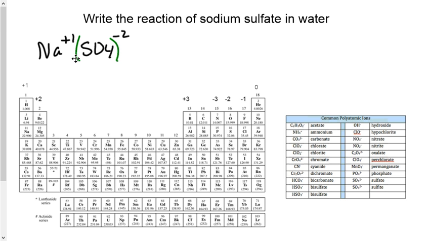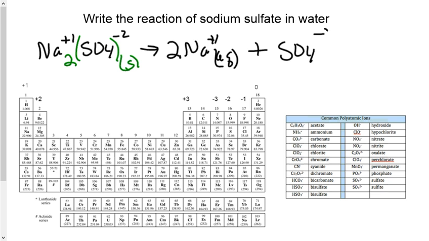We will cross this down here to be a 2 and place a solid here. Let's go ahead and see what this reaction would do in water. I see you're going to have 2 sodium +1 aqueous ions plus an SO4 -2 aqueous ion. And that's how we do our ionics in water.